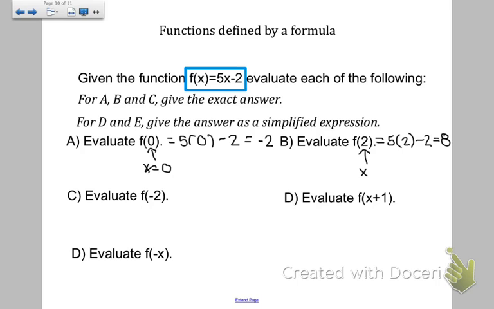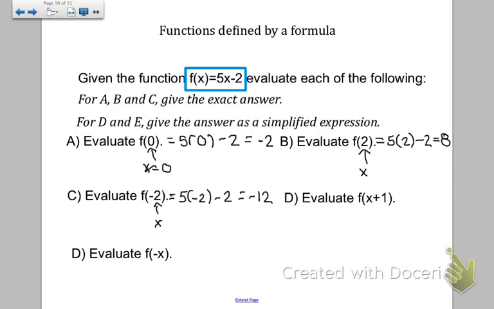C asks us for f of negative 2. Again, that's our x. So we're going to plug in negative 2. 5 times negative 2 is negative 10, and negative 10 minus 2 would give us negative 12. So f of negative 2 equals negative 12.